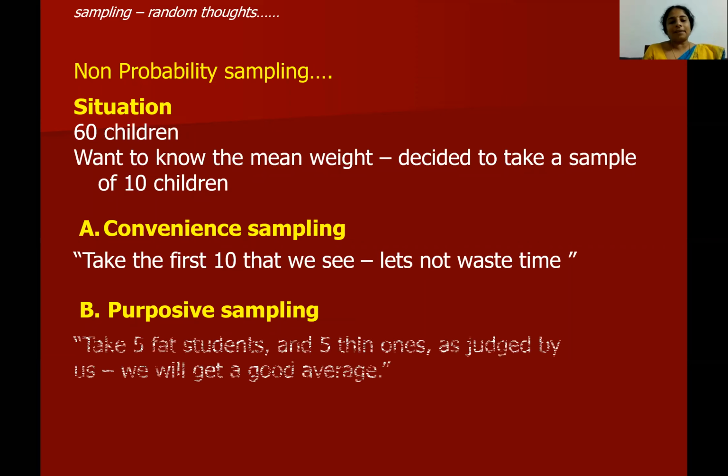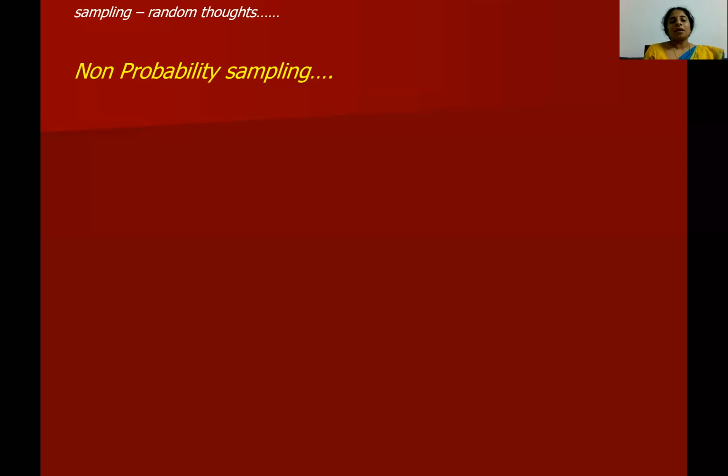Okay, so purposive sampling is you take 5 fat students and 5 thin ones, which is my judgment, and we realize that if I take 5 fat and 5 thin, I'll get a good average. When I did a convenience sampling, the first 10 I got were obese. So I know that my sampling was not done properly. So I just purposively took 5 fat people and 5 thin ones as judged by me by looking at them. And then I tried to get an average. That is purposive sampling. So all these are non-probability sampling because we are not giving everybody an equal chance.